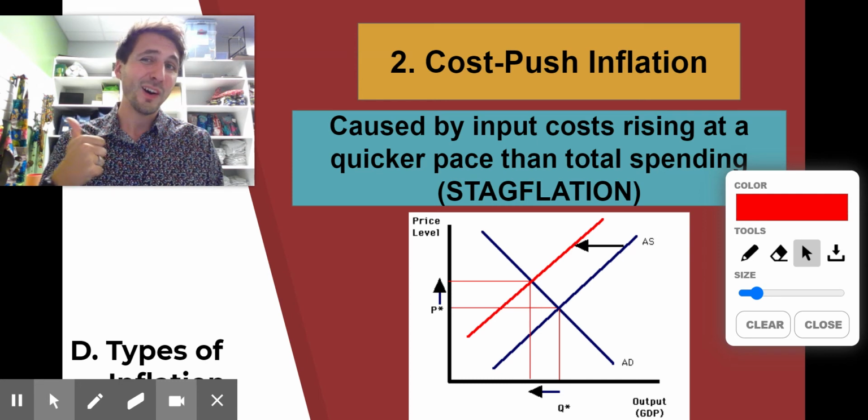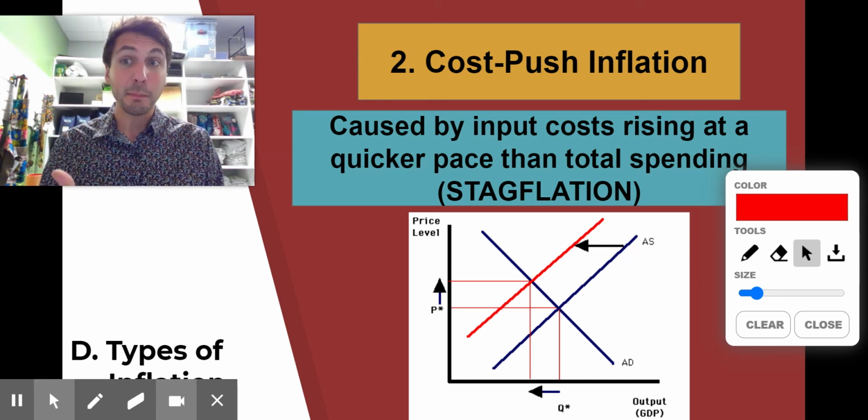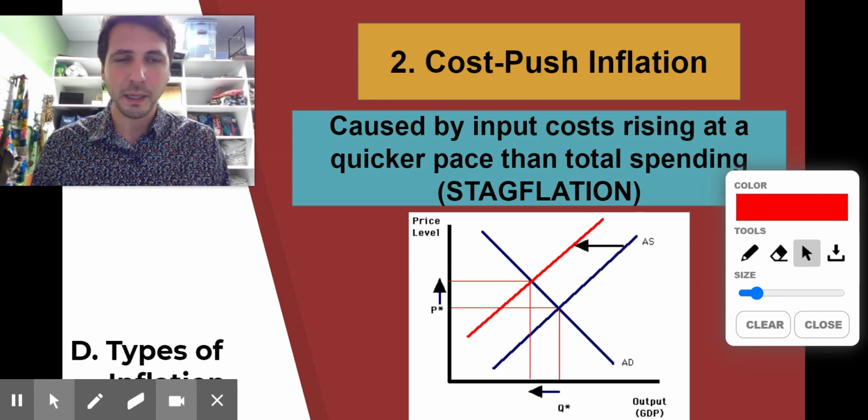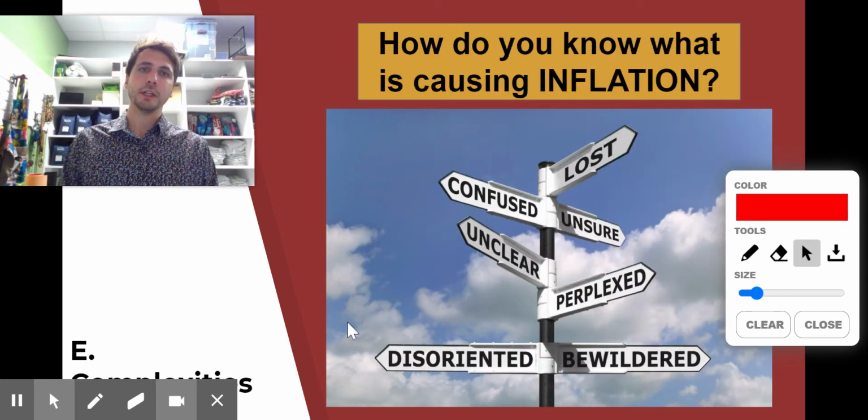Increased inflation rates also increase unemployment. It's bad, bad, bad. We'll talk more about why it's bad later. But that's cost push inflation.